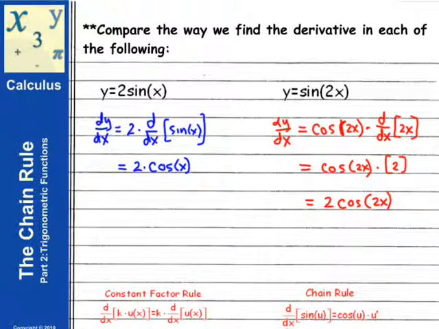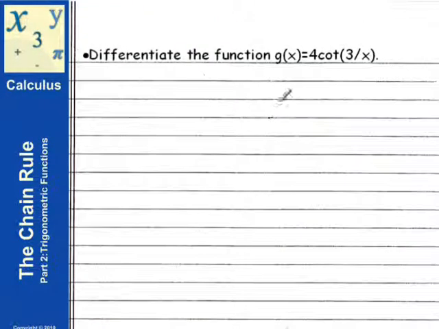Well, that sets us up to look at a more involved problem. So let's go and consider finding the derivative of this function g of x, which is 4 times cotangent of 3 over x. Well, we notice two things. We notice that we have a constant factor of 4, and we have an argument, that is what we're taking the cotangent of, is something other than x. It's 3 divided by x. So that means we're going to have to use the chain rule, and we're also going to have to use the constant factor rule.